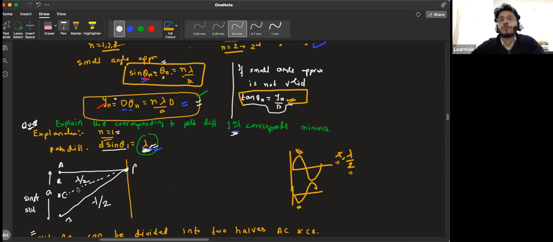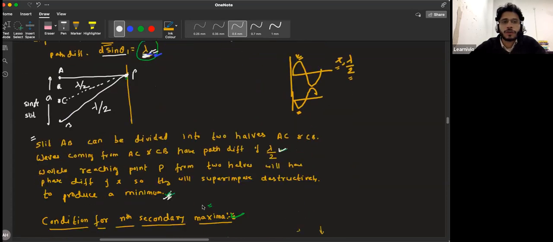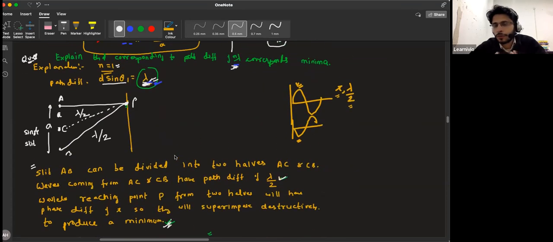So if two waves are coming and they have a path difference of lambda by 2, how will they superimpose? Constructively or destructively? Destructively. The waves will cancel out each other. That is the reason why you get a minima when the path difference is lambda. So you can divide the slit into two halves. The path difference between the waves coming from the two halves will be lambda by 2, so they will superimpose destructively.